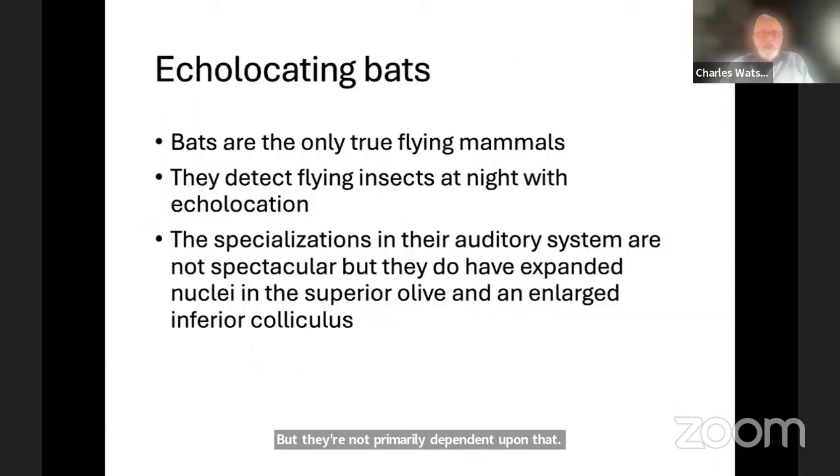I mentioned that echolocating bats are important. Bats are the only true flying mammals. So some mammals can float from one tree to another with a wing-like structure, but they're not really flyers. Bats are the only ones, and of course they detect flying insects at night with echolocation. They do have a lot of specializations in their auditory system, but from an anatomical point of view, they're not quite as spectacular as perhaps the CA system in the Sengi or in the zebra. But I'm going to show you a picture nonetheless.